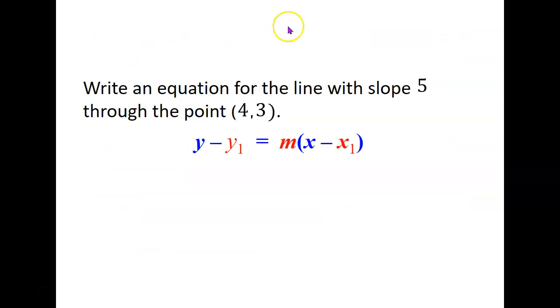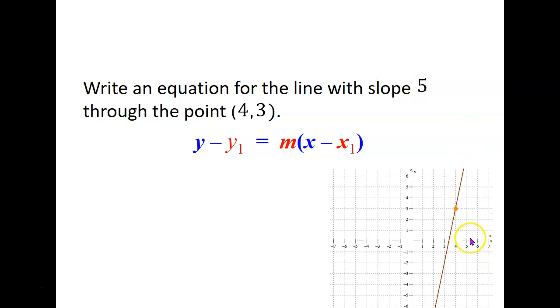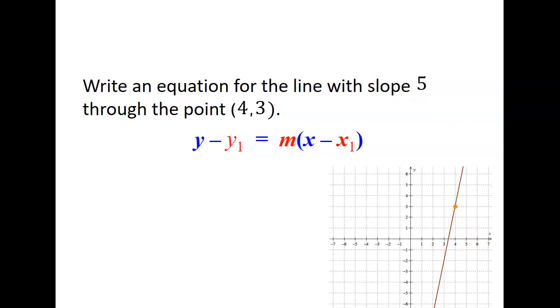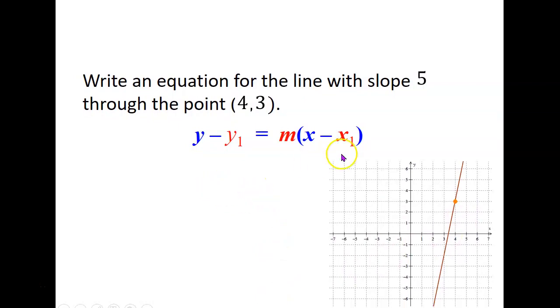Suppose we want to write an equation for the line with slope 5 through the point 4, 3. That would look like this. Since we want the slope to be 5, we put 5 in place of m. The x-coordinate of this point is 4, so we put that in place of x1. And the y-coordinate is 3, so we put that in place of y1. And we have the equation y minus 3 equals 5 times x minus 4.